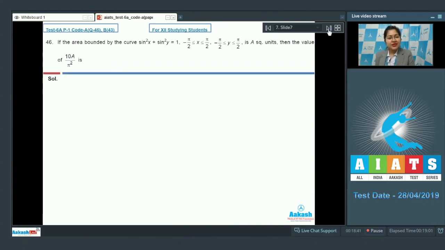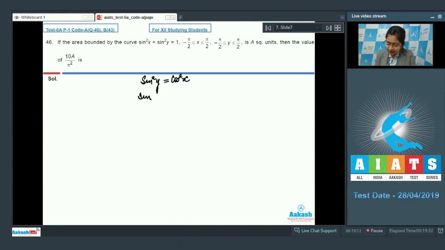Next is question number 46, which says that if the area bounded by the curve sine square x plus sine square y equal to 1, where x and y both are going from minus pi by 2 to pi by 2, is a square units, then we have to find the value of 10a upon pi square. Now we can write sine square y equal to 1 minus sine square x, that is cos square x.